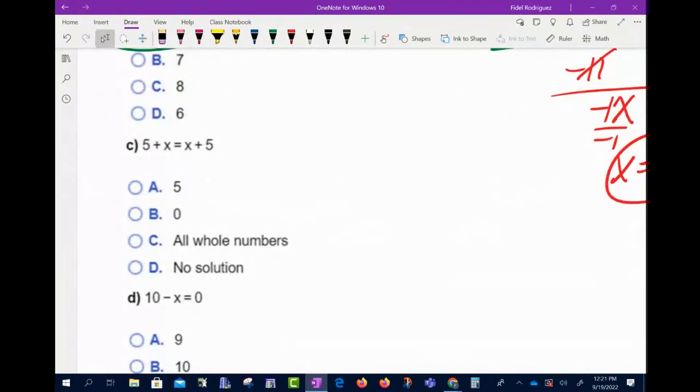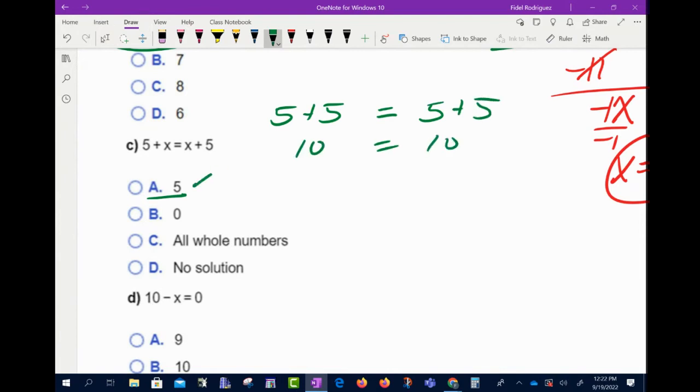Okay, so look, let's take a look at the next one. 5 plus x equals x plus 5. Okay, so what I'm asking myself is if I have 5 blocks and I add a certain number of those blocks, whatever that is, would that be the same thing as if I had a certain number of blocks and I added 5? So look, we could think about it this way. If we were to go through the process of elimination, 5 plus 5 equals 5 plus 5. Well, 5 plus 5 is 10, and that's still 10. So hey, look, it looks like 5 is going to be my answer.